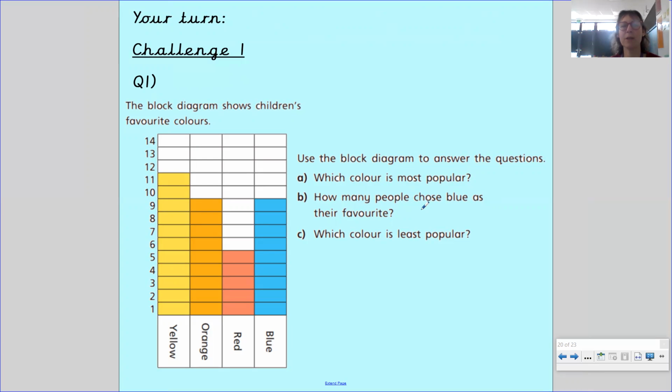How many people chose blue as their favourite colour? So you're going to find the blue and you're going to count how many blocks you've got. Or you could look across the top of the blue and see what number it comes to. And which colour is the least popular? So if the most popular is the one with the biggest tower, then the least popular is the one with the smallest tower. So you're going to look for the one with the smallest tower.